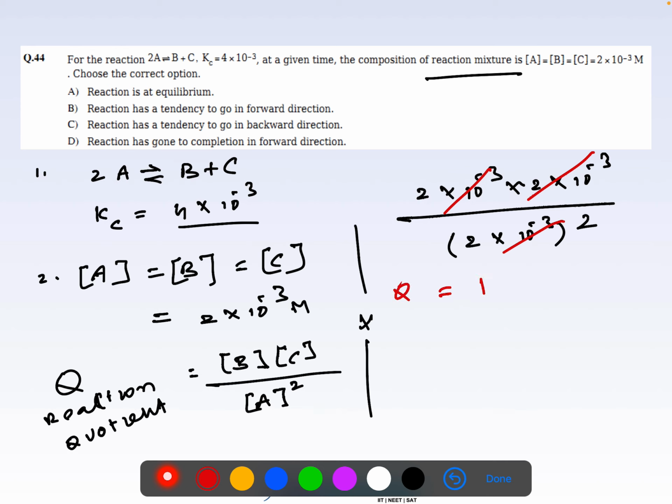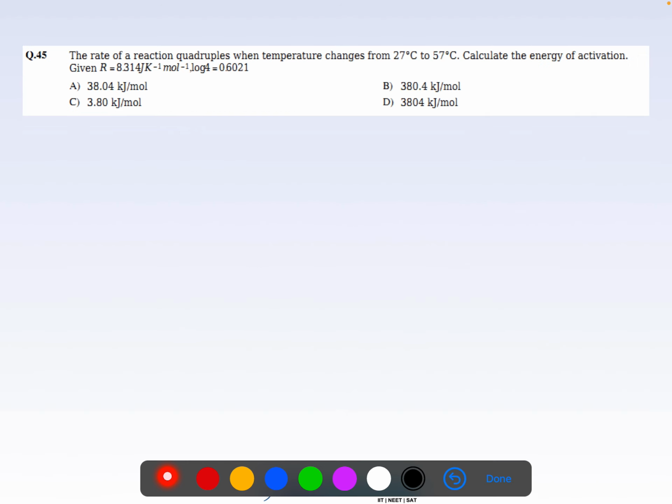Now we can see that the Q value 1 is greater than the Kc value. So this is 1 and this is 4 into 10 to the power minus 3. So under these conditions the reaction will move in the backward direction, because the reaction proceeds until the Kc and Q values become equal. So the reaction will move in the backward direction.